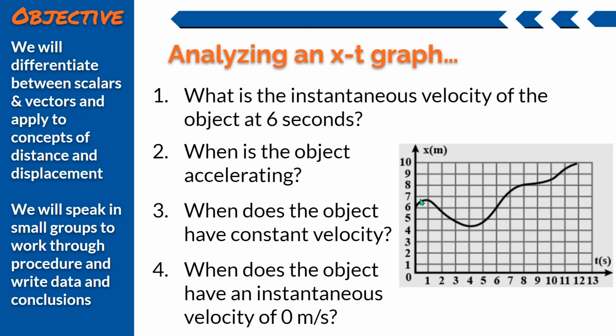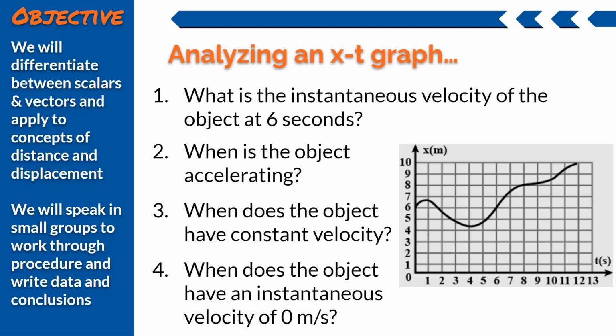So you should be able to analyze any random graph I throw at you, including this one. I've got 4 questions up here that we are going to just discuss regarding this graph. Number 1 says, what is the instantaneous velocity of the object at 6 seconds? Guys, whenever I ask you for velocity on a position time graph, this isn't even just from today, just previously, how do we find velocity on a position time graph?